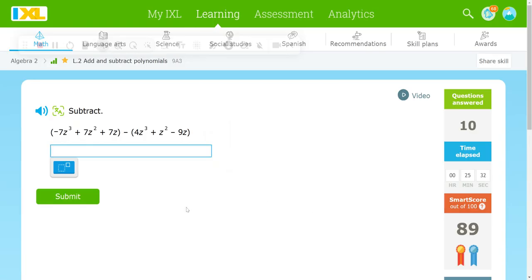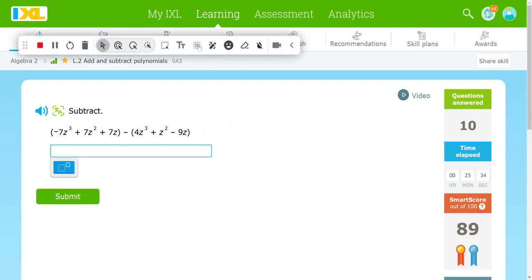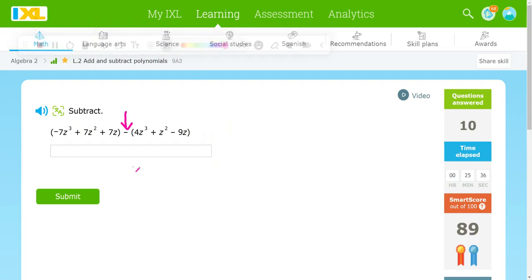So the same thing over here. There's a negative sign, so make sure when you open parentheses, every sign on the second parenthesis changes. Over here, the first parenthesis is what it is, stays exactly the same: negative 7z cubed, plus 7z squared, and then plus 7z.